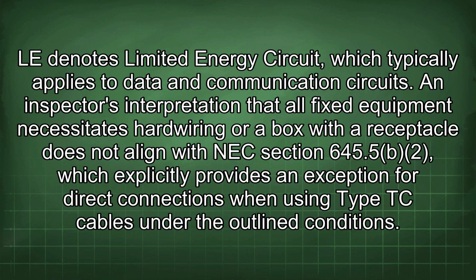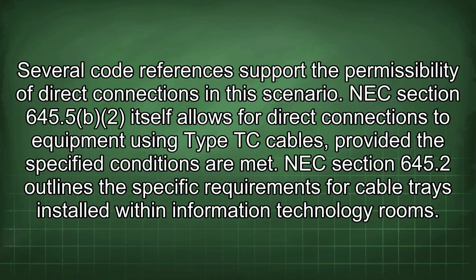An inspector's interpretation that all fixed equipment necessitates hardwiring or a box with a receptacle does not align with NEC Section 645.5, which explicitly provides an exception for direct connections when using Type TC cables under the outlined conditions. Several code references support the permissibility of direct connections in this scenario.